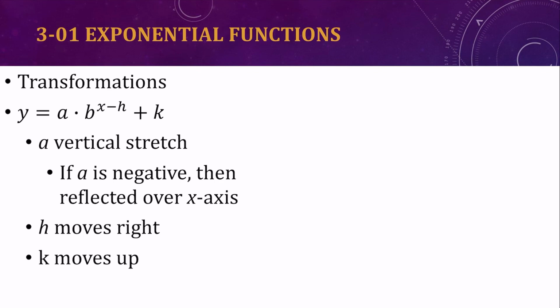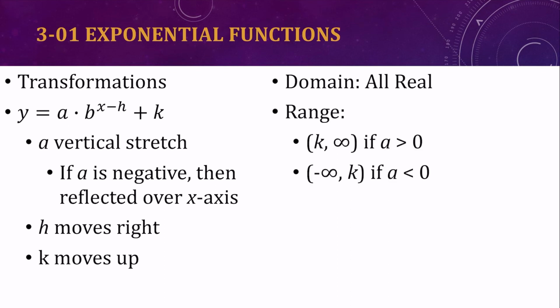With the transformations, the domain is still all real numbers, but the range has changed. It was 0 through infinity, but if we're going to go up or down, that's k. So it's k through infinity if a is positive. If a is negative, it's upside down, so it'd be negative infinity through k.